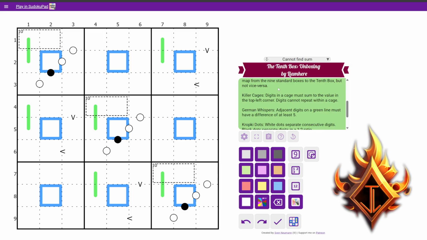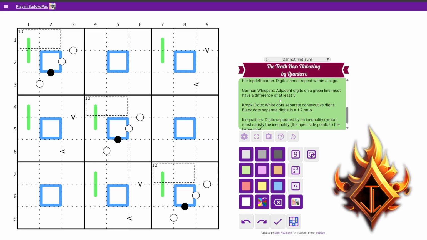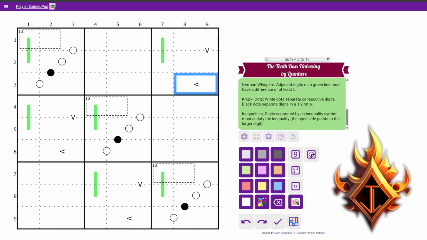Killer cages: digits in a cage must sum to the value in the top left corner. Digits cannot repeat within a cage. German whispers: adjacent digits on a green line must have a difference of at least 5. Kropke dots: white dots separate consecutive digits, black dots separate digits in a 1 to 2 ratio. And inequalities: digits separated by an inequality symbol must satisfy the inequality. The open side points to the larger digit. It's smaller than, greater than.